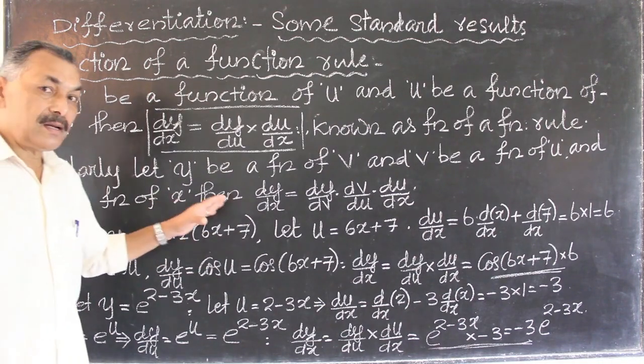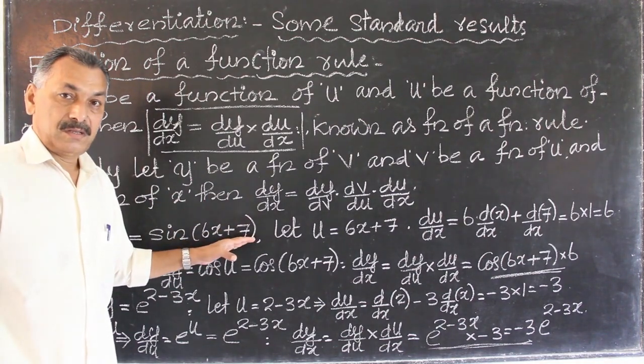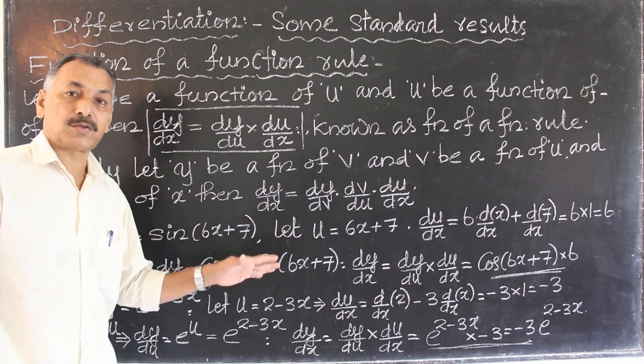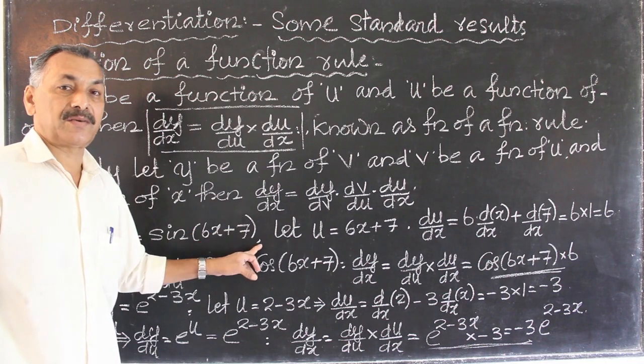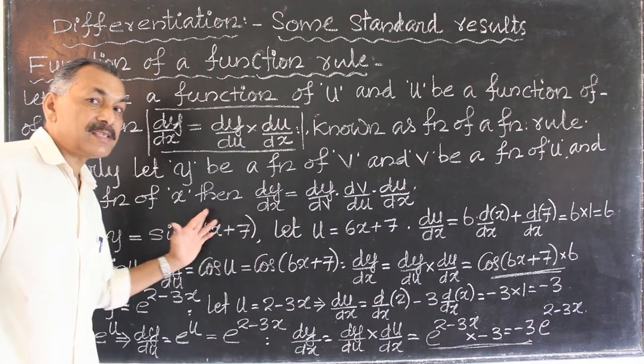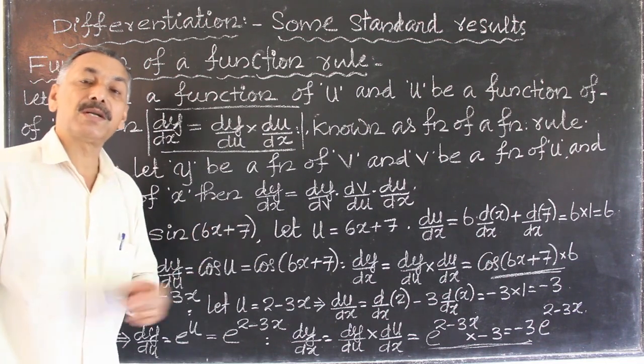Then the derivative of sine is cos. The derivative of sin of 6x plus 7 is cos of 6x plus 7. The derivative of 6x plus 7 is 6, and 6 will multiply.